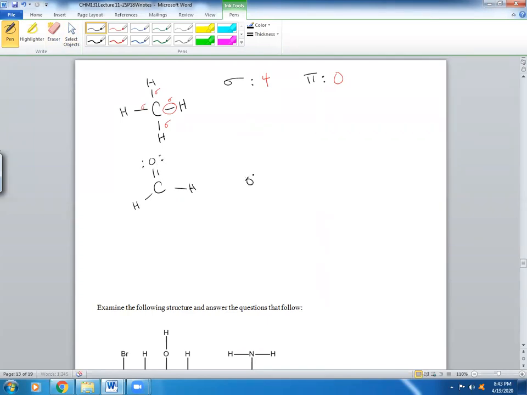Same thing. Sigma and pi. Okay. If you would like to figure it out, you can pause now. So sigma, yep, there's always 1 sigma. Here's 1. Here's 2. And there's a third one in there. So that's 3. Now I have a double bond here. Double means I have 1 pi bond. So therefore, I have 3 sigma and 1 pi bond.